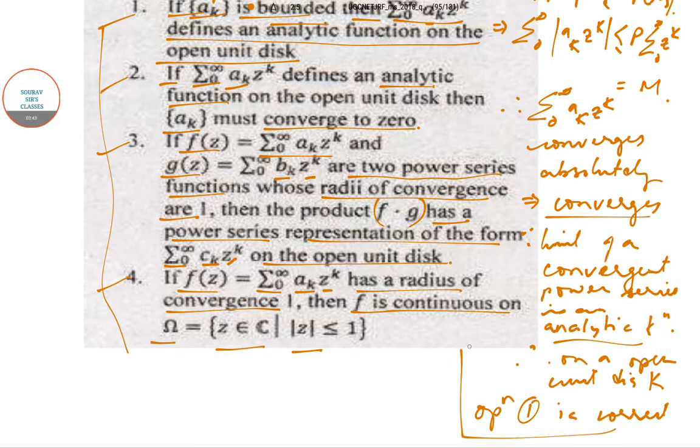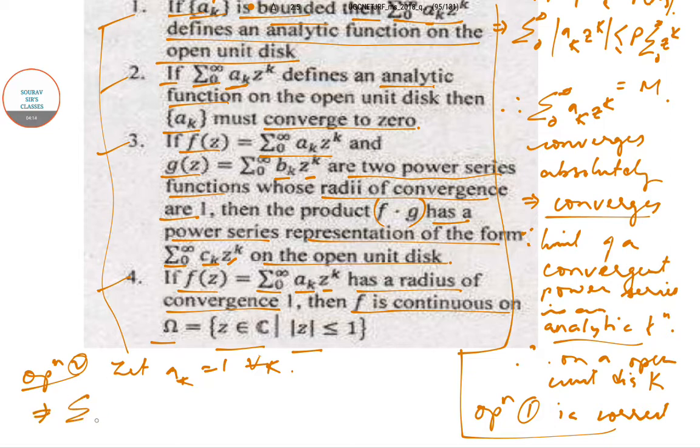Now let us shift our focus to option 2. In option 2 it has been said that if the summation from 0 to infinity of a_k z^k defines an analytic function on the open unit disk, then a_k must converge to 0. Now for option 2, what we'll try to do is let a_k be equal to 1 for all k. So if a_k is equal to 1, then the summation from 0 to infinity of a_k z^k will become the summation from 0 to infinity of z^k.